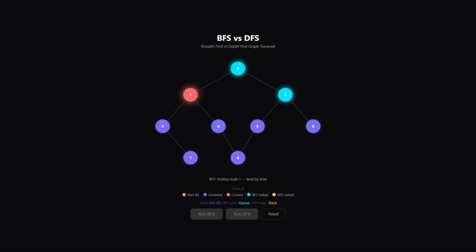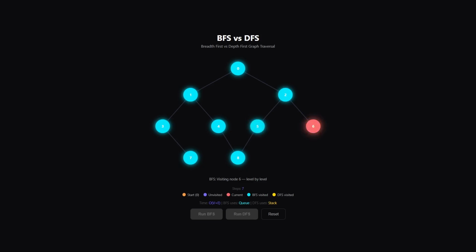BFS uses a queue: process the front, add neighbors to the back. That is why it explores level by level. DFS uses a stack: process the top, add neighbors to the top. That is why it goes deep before going wide.